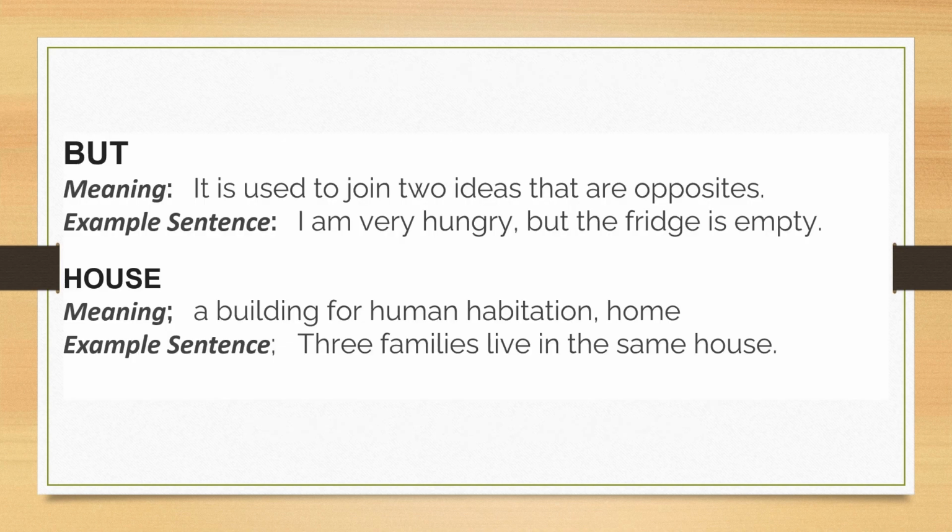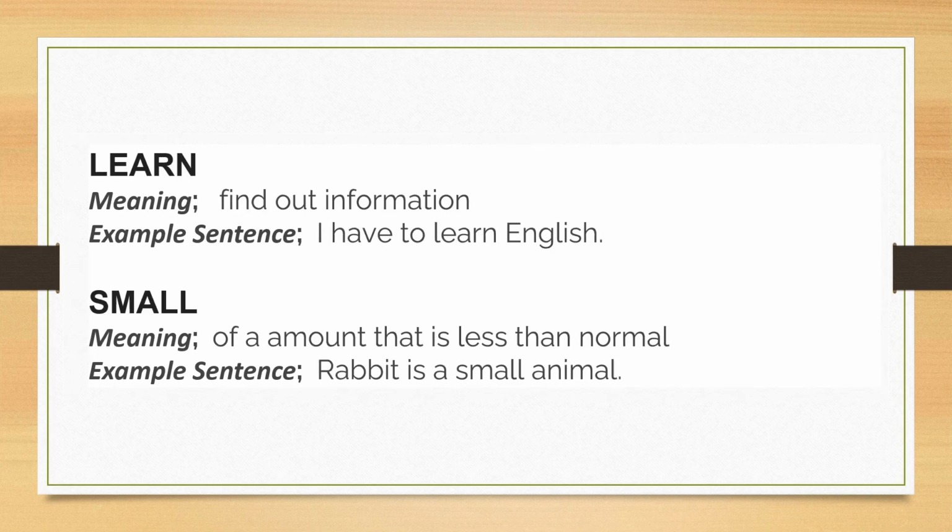So, but in meaning, it is used to join two ideas that are opposite. Example sentence: I am very hungry, but the fridge is empty. House meaning a building for human habitation, home. Example sentence: three families live in the same house. Next, learn meaning find out information. Example: I have to learn English.